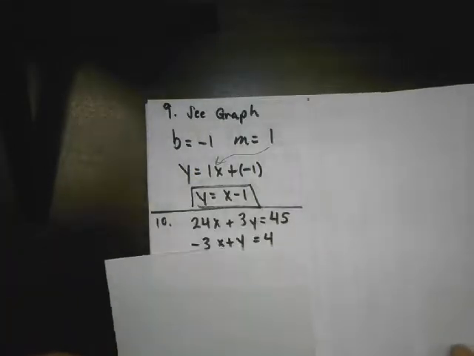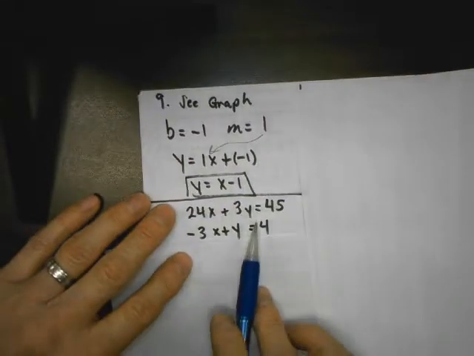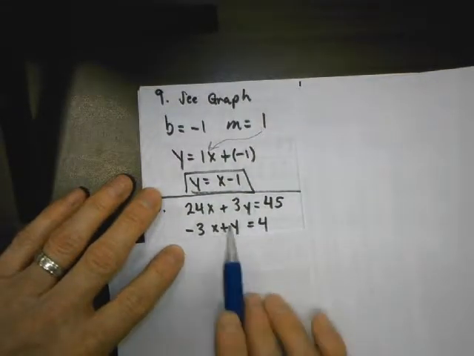So for number 10, they give us a system. And they tell us to, let's see, the directions say, select a statement that correctly describes. Oh, we got to describe the solution to it, so we got to solve it first. So I'm looking at both of these, and neither of these have a variable isolated.